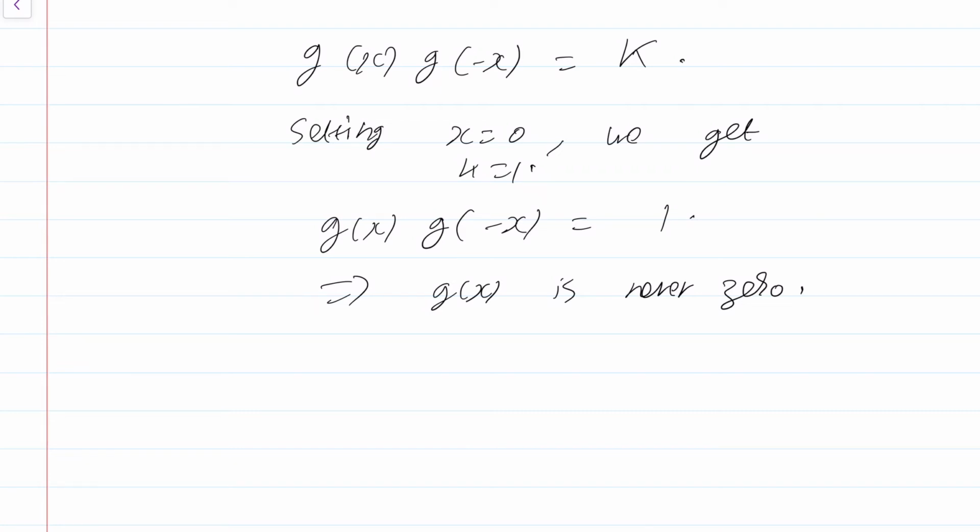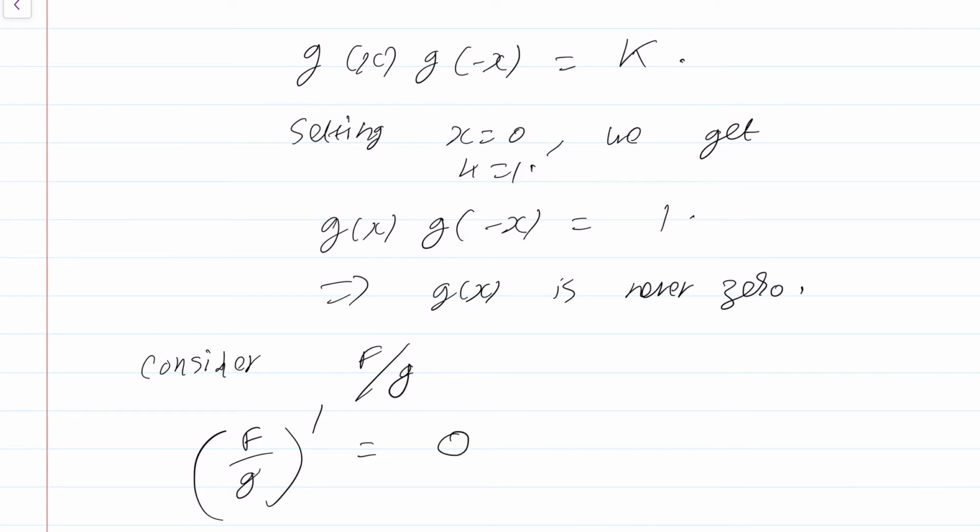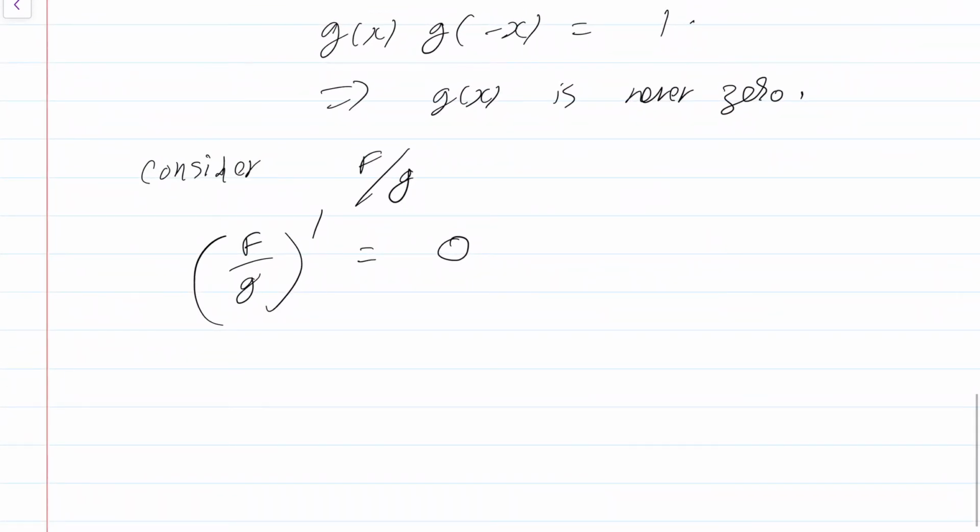Now what we do is consider f by g. F and g are both functions that satisfy the properties 1 and 2. Now differentiate f by g. I'm not going to bother doing the derivative. Just by the fact that f prime equal to f and g prime equal to g, you will immediately conclude that the derivative is 0, because the numerator will have f g prime minus f prime g. So this will be 0.